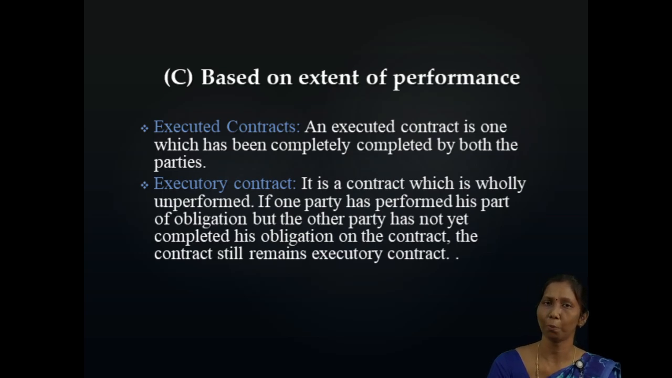If only one obligation is completed and the other obligation is not completed, we can say it is an executory contract. For example, the seller sold the car to the buyer, but the buyer did not pay the amount for the car to the seller. So only one part of the obligation was satisfied and the other obligation was pending. He did not receive the money for that car. Until it is satisfied, it is known as an executory contract.